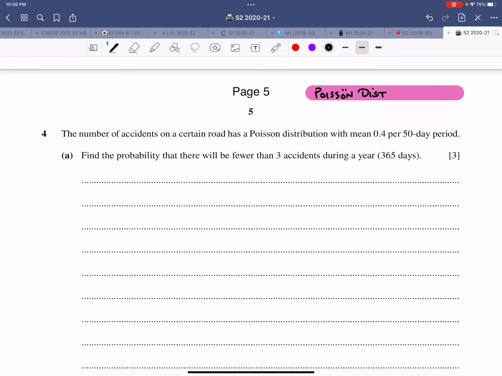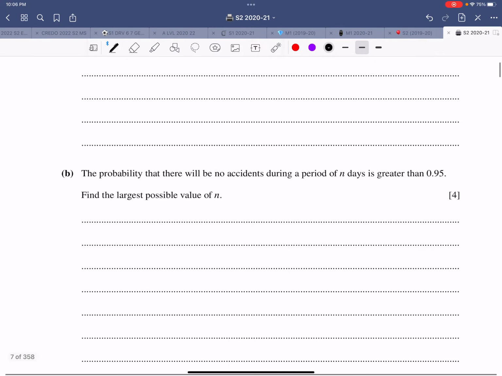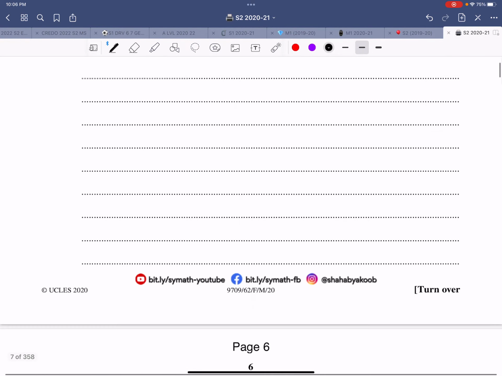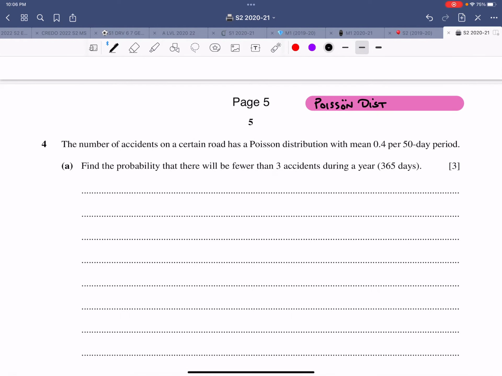And what exactly in Poisson distribution? Basic calculation, some more calculation. It says the mean is 0.4 per 50-day period. So now there will be a probability of fewer than 3 accidents during a year, that is 365 days. Let me write this down. There are days and there is number of accidents. In 50 days, you have 0.4 accidents. Therefore, in 365 days, you have lambda accidents.